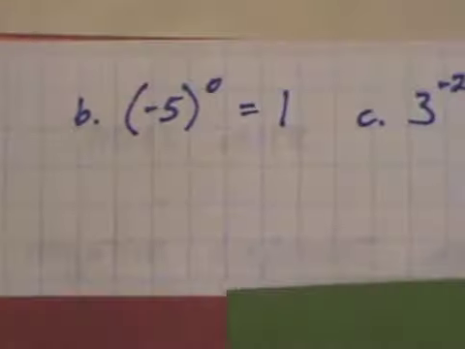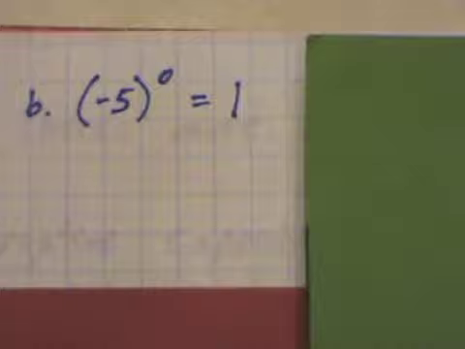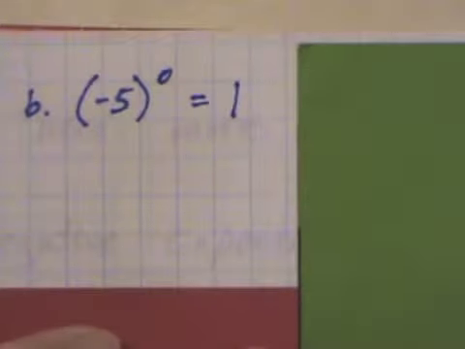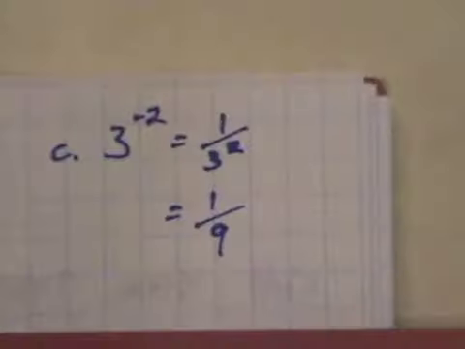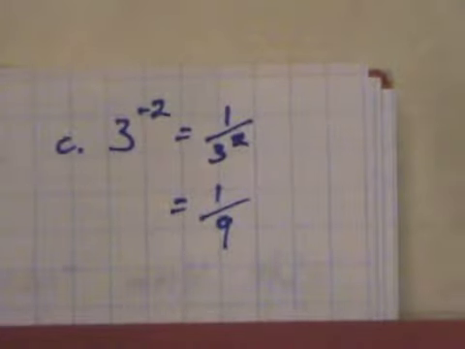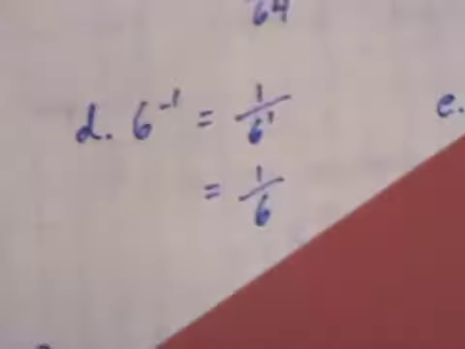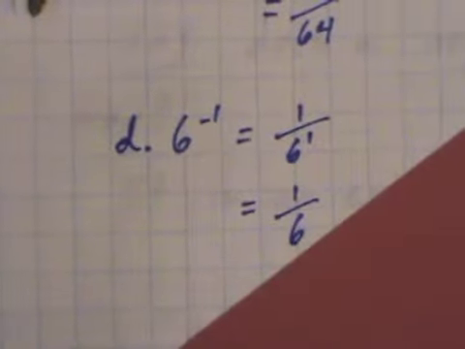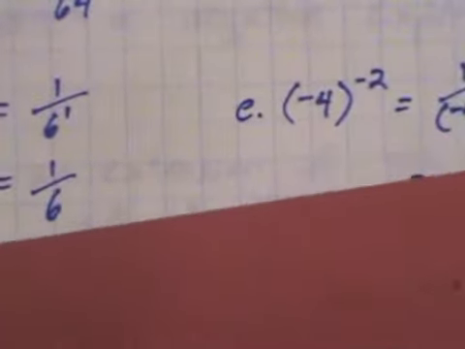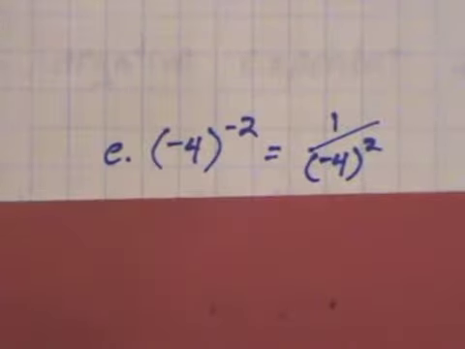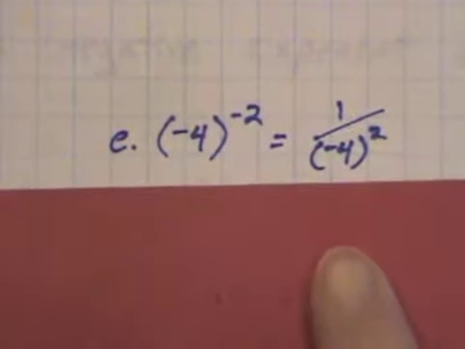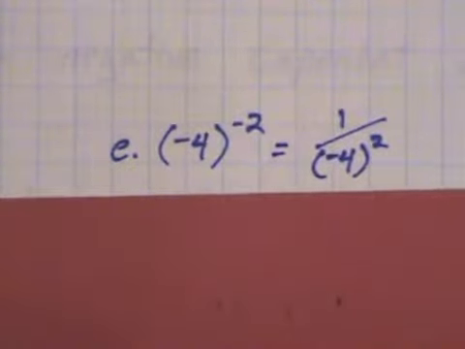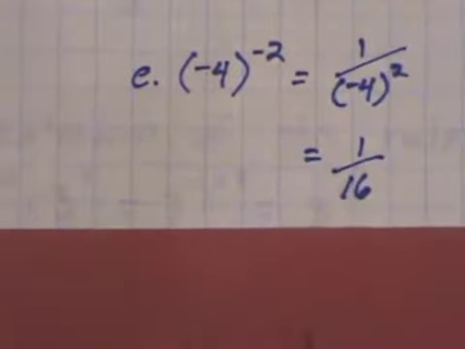Take a look at letter B. Trick question from the last unit. Anything to the 0 power is 1. Moving right along, we've already done this one once. 3 to the negative 2 is equal to 1 over 9. Let's keep on going. D. 6 to the negative 1 is equal to 1/6. What's letter E look like? Two steps. Negative 4 to the negative 2 means 1 over negative 4 squared, which of course is 1/16.